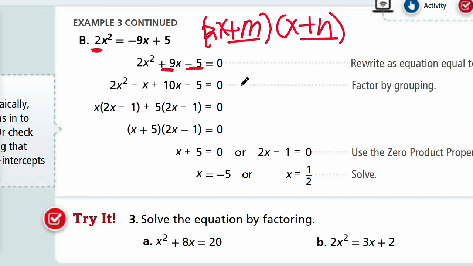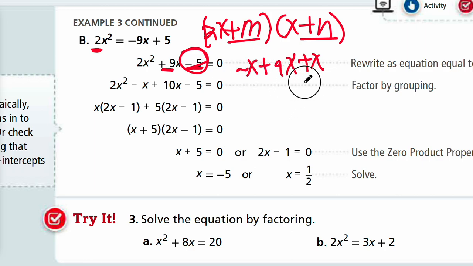So then you want to rearrange that: 2x squared minus x plus 10x minus 5. First, we have to think about factors of 5. The closest multiple of 5 would be 10, right? So we can add x and then subtract x. Does that make sense? In order to get from 9x to 10x, we're going to add x. But in order not to change the equation, we have to subtract x, right?